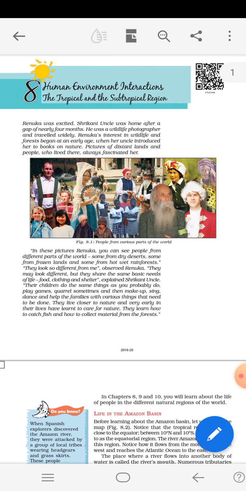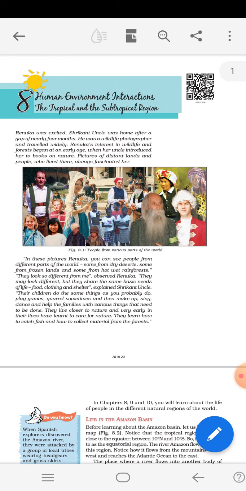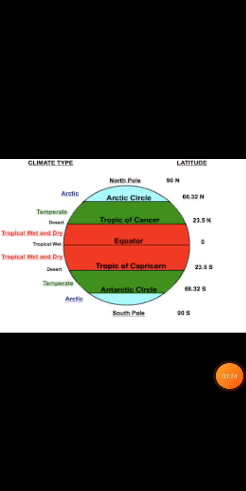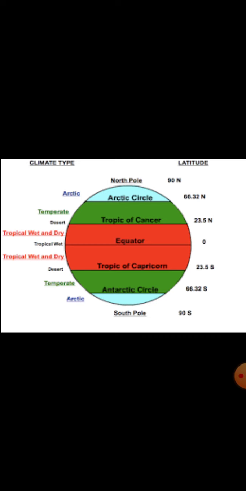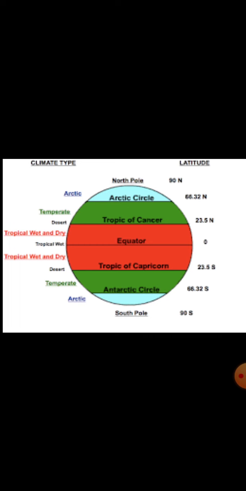Now let's see about tropic and subtropic region. What are the tropic and subtropic region? Look at the image. This is a globe. See, 0 degree, that is called equator. Let's see which is the tropical region. 0 degree to 23 and a half degree north, and 0 degree to 23 and a half degree south. This region between, which is filled in the red color, is known as tropical region.